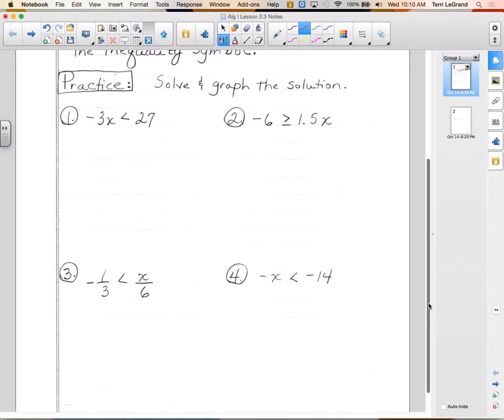Divide by negative 3. So we have a negative 3x that's going to get divided by negative 3, and we have a 27 that's going to get divided by negative 3. So our negative 3's are canceling here, and we have our x. You have to stop now and ask yourself this question every single time: did I multiply or divide by a negative number? We divided by a negative 3, so we have to reverse the symbol. And 27 divided by negative 3 is negative 9. Okay, and now we'll graph it.